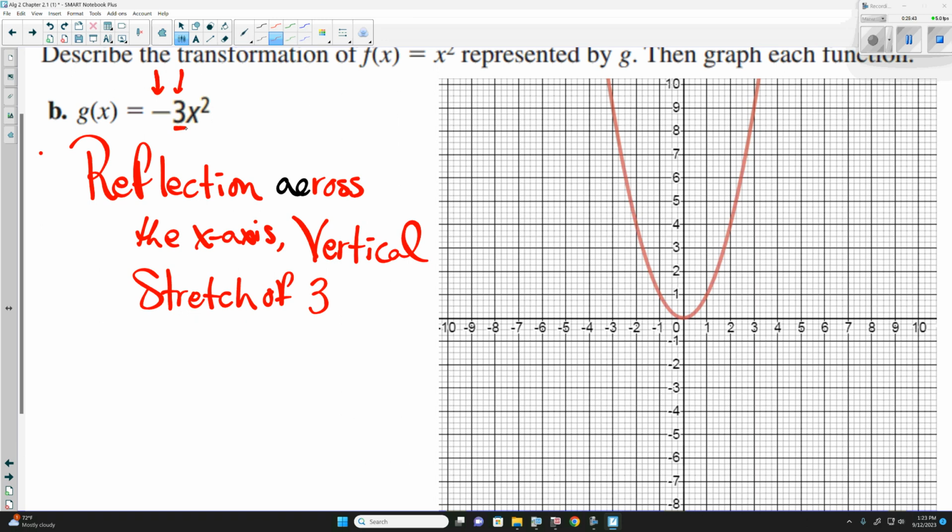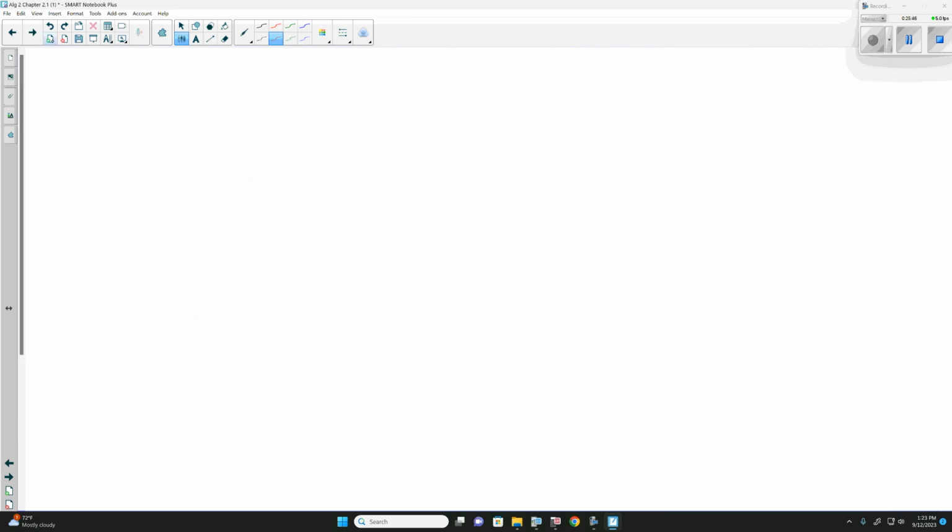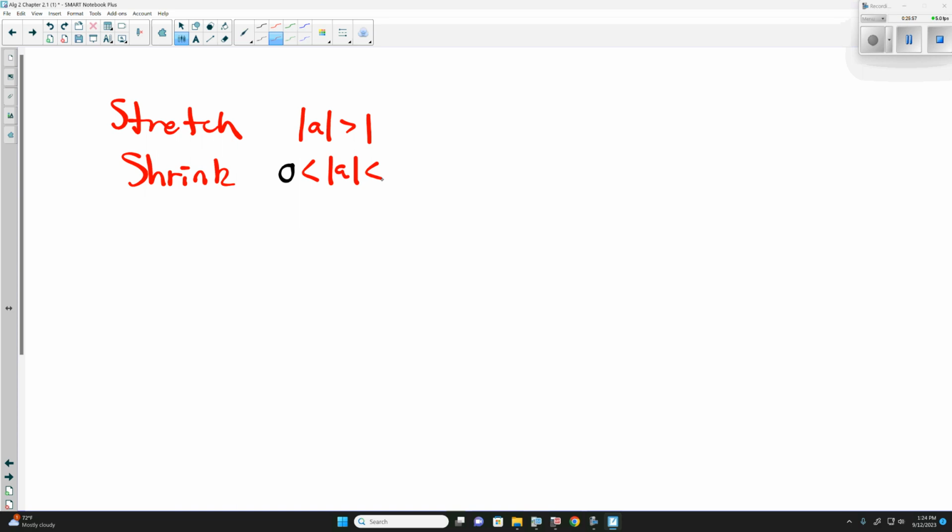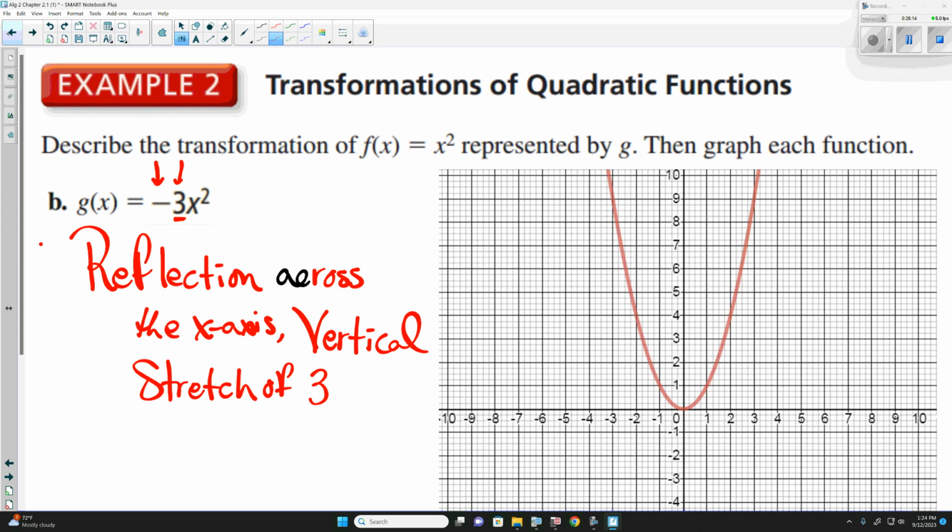Yeah, the negative is purely attached to reflection because by definition, vertical stretch is true if the absolute value of a is greater than 1. It's a shrink if the absolute value of a is between 0 and 1. This is the strictest version of the definition. So if we plug that a value in, negative 3, the absolute value of negative 3 is 3. 3 is greater than 1. It is a stretch. So the negative does nothing but tell us it's a reflection, y or x.